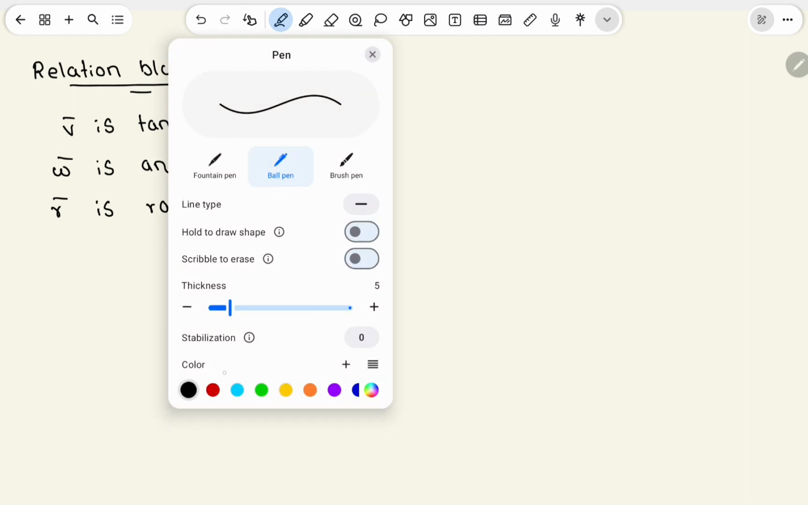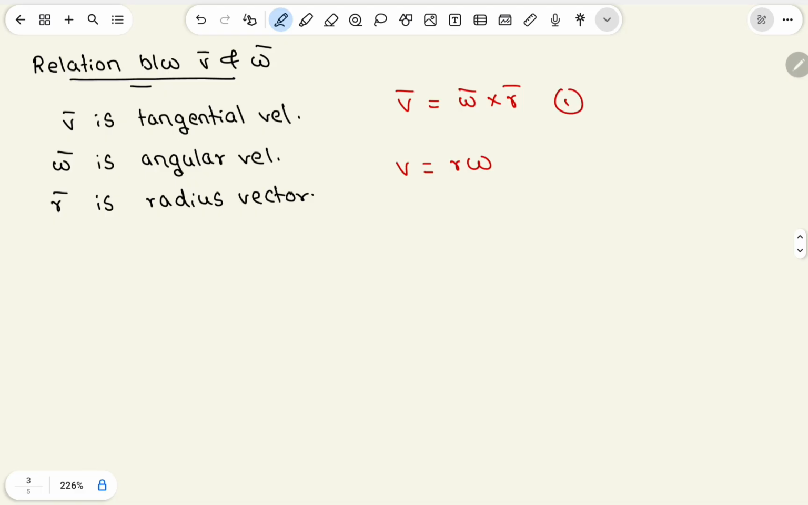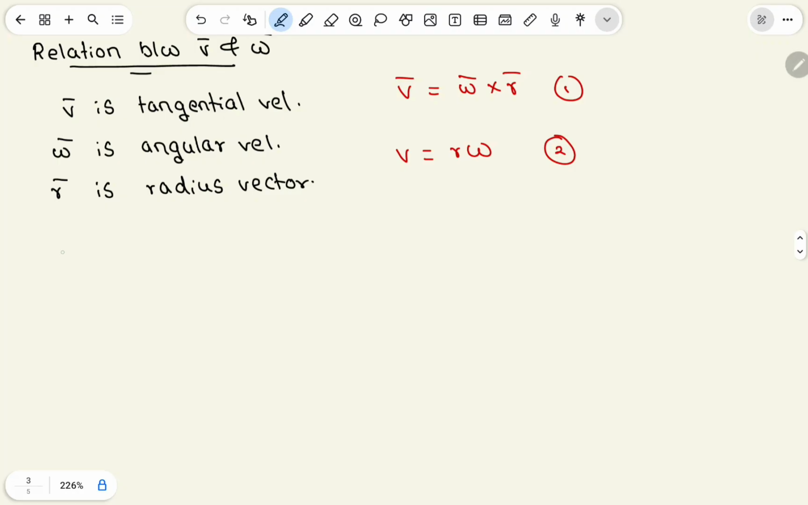So first I'm going to give you the vector relation, and the vector relation is as follows. V bar is equal to omega bar cross r bar. And if we just need the magnitude, we can write down V is equal to r omega. So these are the two relations that you need to remember. The first is the vector relation, V bar is equal to omega bar cross r bar, and the magnitude relation V is equal to r omega. There are simple examples on this in CET as well as in boards.